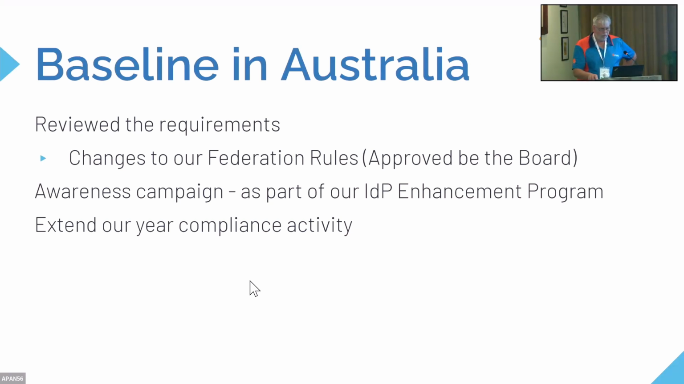It's going to extend to our 1-year compliance activity. So we have a compliance activity where all our members have to reinstate that they are compliant with our federation rules. Because a lot of this is covered by our federation rules, they'll automatically be covering a lot of stuff off at baseline, but whatever is not covered by baseline will be added to our federation compliance activity.